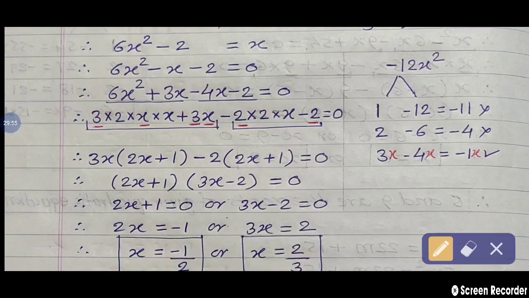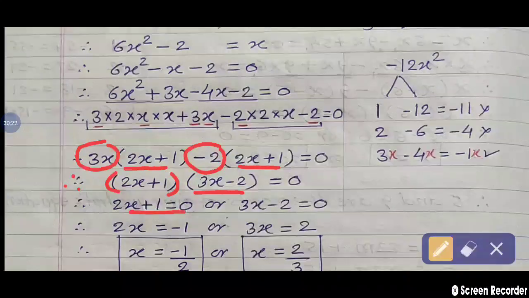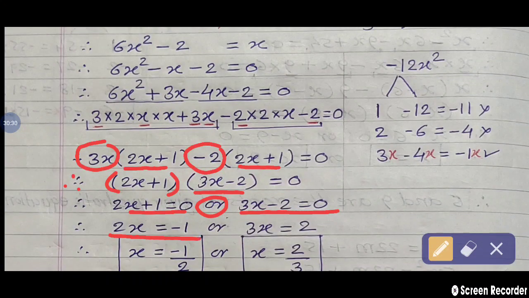So this bracket is common in this step. Therefore, in the next step, what do we write? 2x plus 1 is a common factor that we write only one time. So what remains? 3x minus 2, that is our second factor, equal to 0. If the product of two numbers or factors is 0, then at least one of them is 0. So the first factor is equal to 0 or the second factor is also equal to 0. So plus 1 taking on the right hand side, we get 2x is equal to minus 1. 2 is multiplied, shift it on the right hand side, then divide.